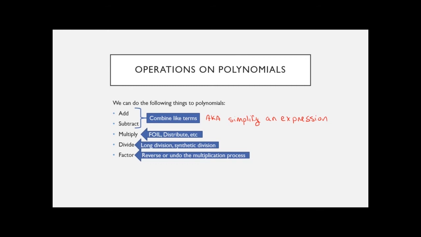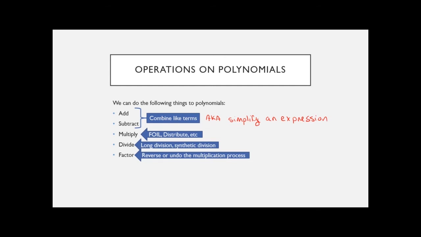Next is dividing. We can do long division on polynomials and something called synthetic division. You are not going to have to worry about those right now. Those are going to come up later in the term, so don't worry about doing that kind of stuff yet. And then we have factoring, which is basically reversing or undoing the multiplication process. That's the assignment after this one. So division is the only thing you don't have to worry about this week. It will show up later, but you're going to be adding, subtracting, multiplying, and then factoring, which is undoing multiplication.